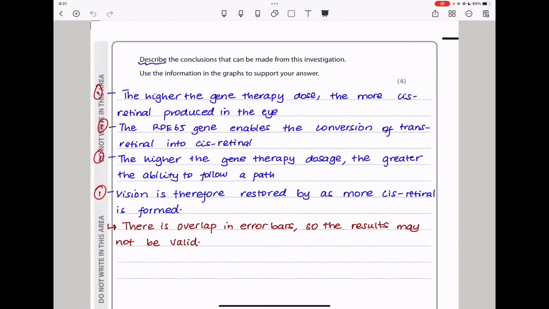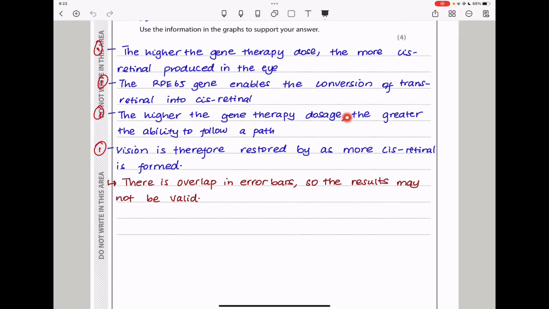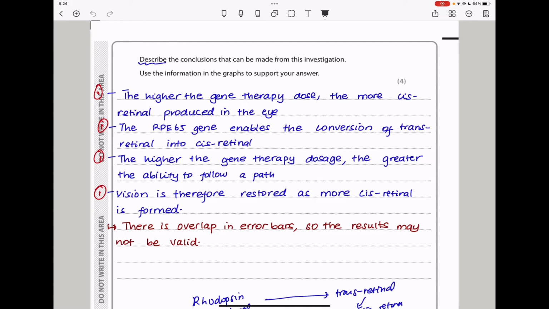Here they ask, describe the conclusions that can be made from this investigation. They want you to use the information in the graphs to support your answer. Looking back to the graphs, I came up with this conclusion. I observed that the higher the gene therapy dose, the more cis retinol produced in the eye. Also, from the data we can see as the dosage was increased, cis retinol must have been formed. Therefore, the higher the gene dosage, the more the conversion of trans retinol into cis retinol. Also, the higher the gene therapy dosage, the greater the ability to follow a path. And finally, I said, vision is therefore restored as more cis retinol is formed.